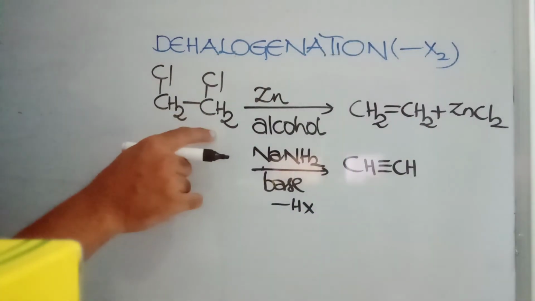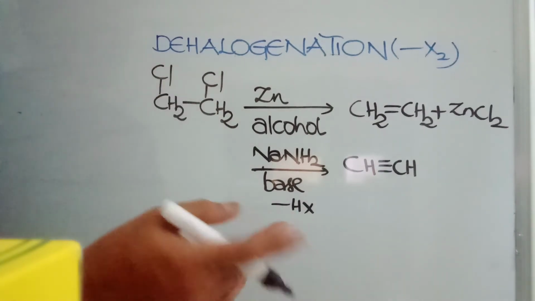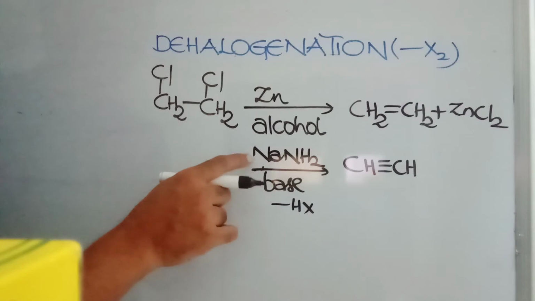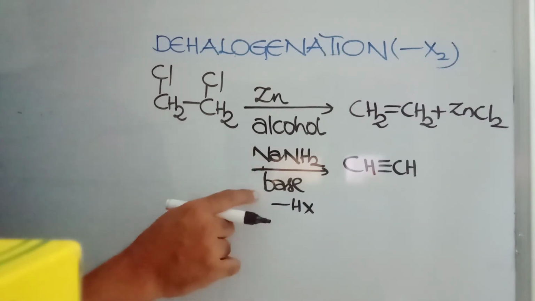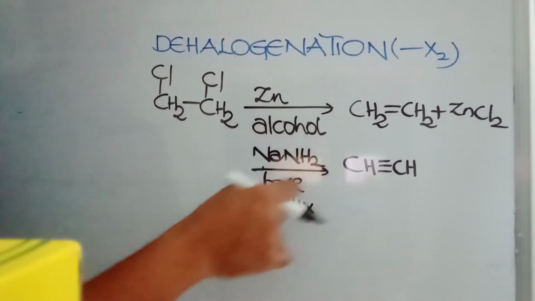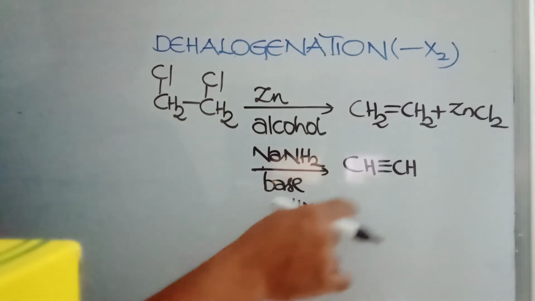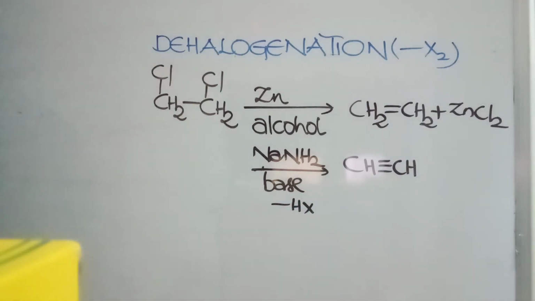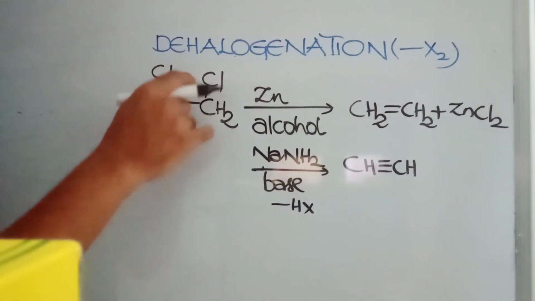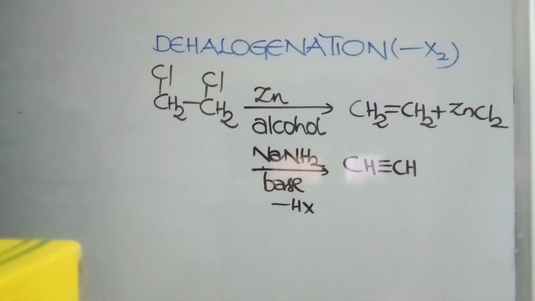When it is 1, 2 dichloro, even 1, 1 dichloro, the same product will come. If you are using sodamide, NaNH2, or any strong base, this base is taking out the HCl units. So minus HX, and CH triple bond CH is formed. Two chlorines at adjacent positions, by using zinc in alcohol, give alkene. By using sodamide, that will be alkyne.